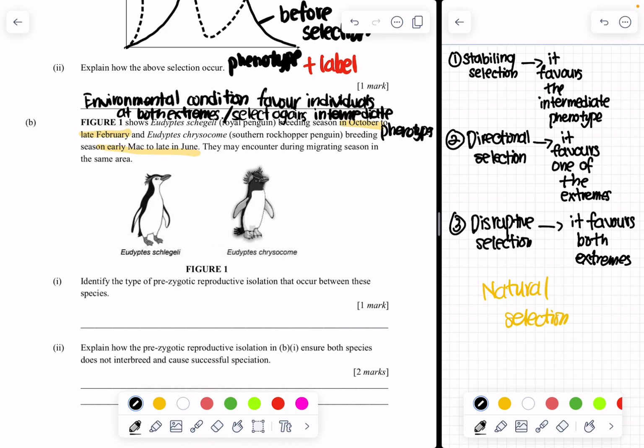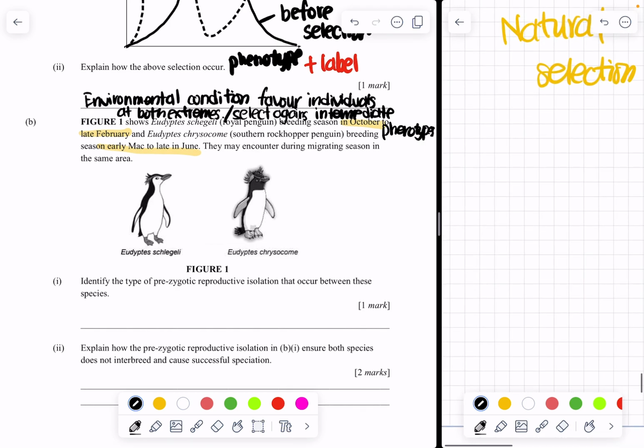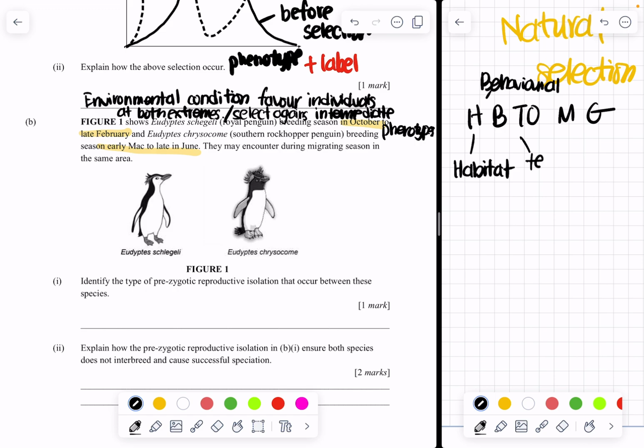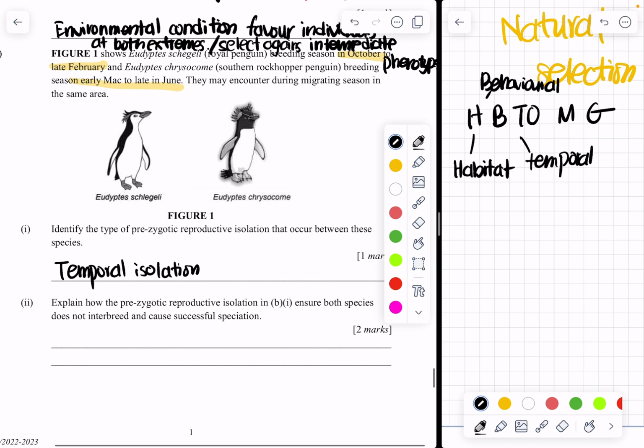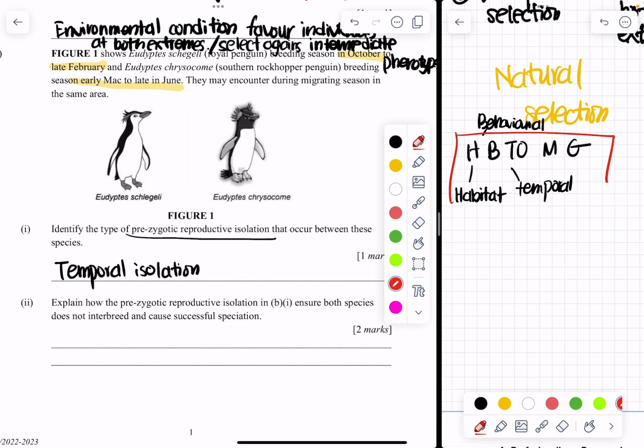So remember our acronym, Happy Birthday to My Girlfriend. H is habitat. B is behavioral. T is temporal. Temporal is about time, tempo. So you have to say temporal isolation. Because they want to know the type of pre-zygotic reproductive isolation. So the one that we have covered here is pre-zygotic isolation. Right? So this one is for the first one.